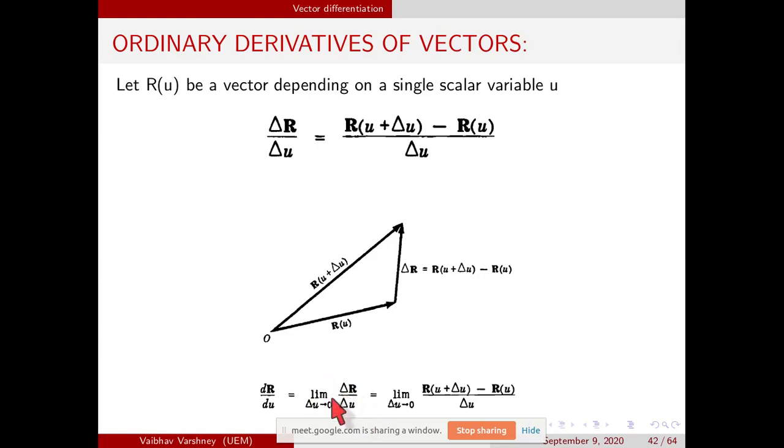So sir, when we take this small limit, limit delta u tends to 0, and check the change of r with respect to u, then we get this dr upon du. This is what we call the derivative of r with respect to u.